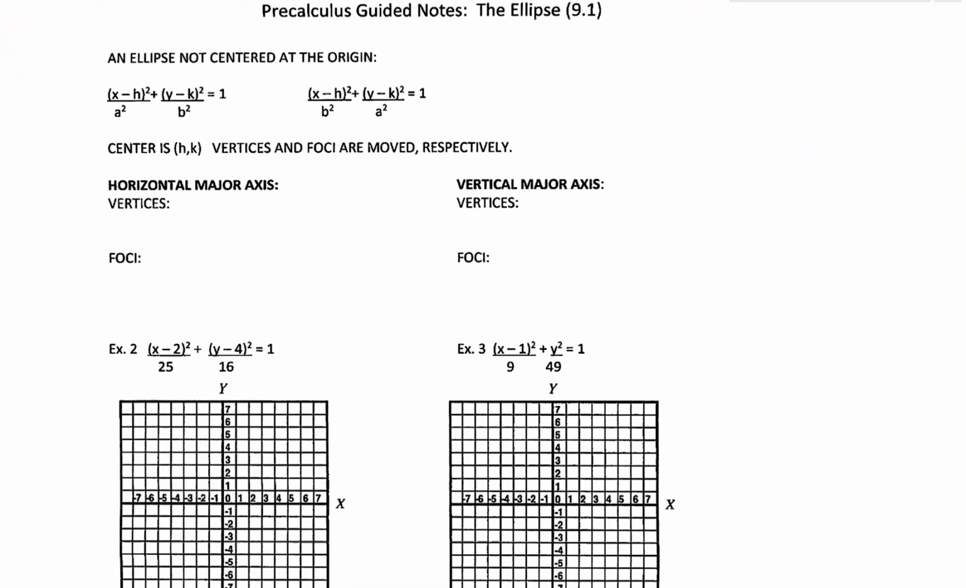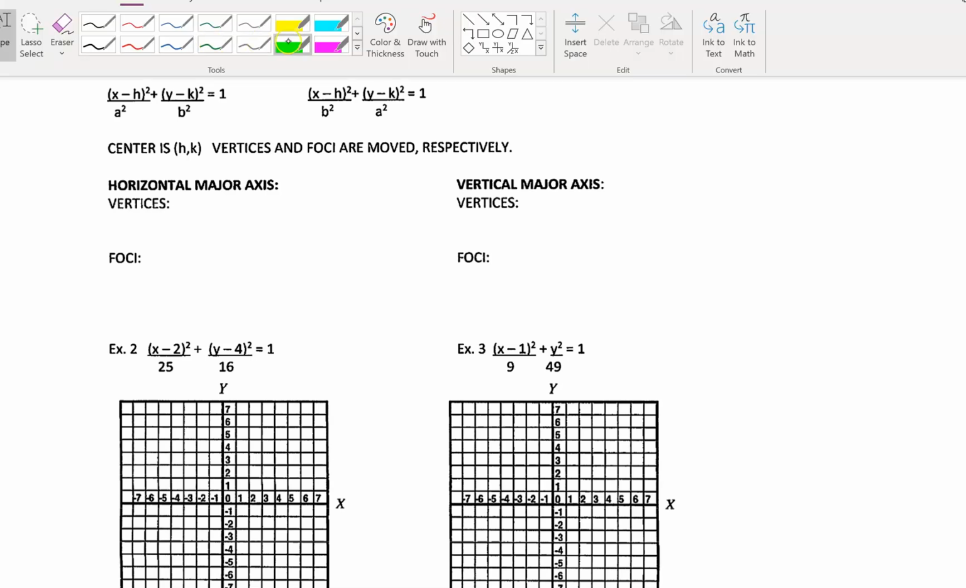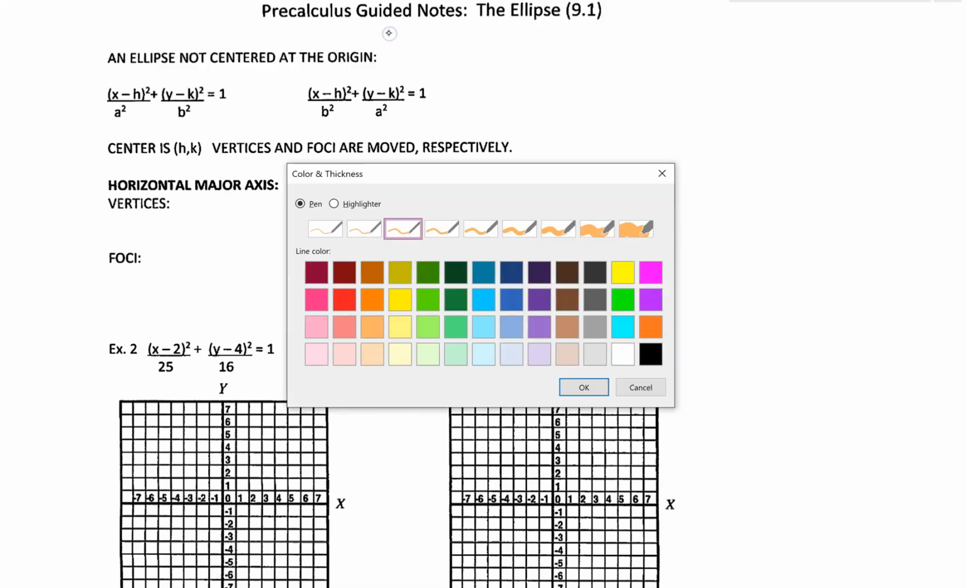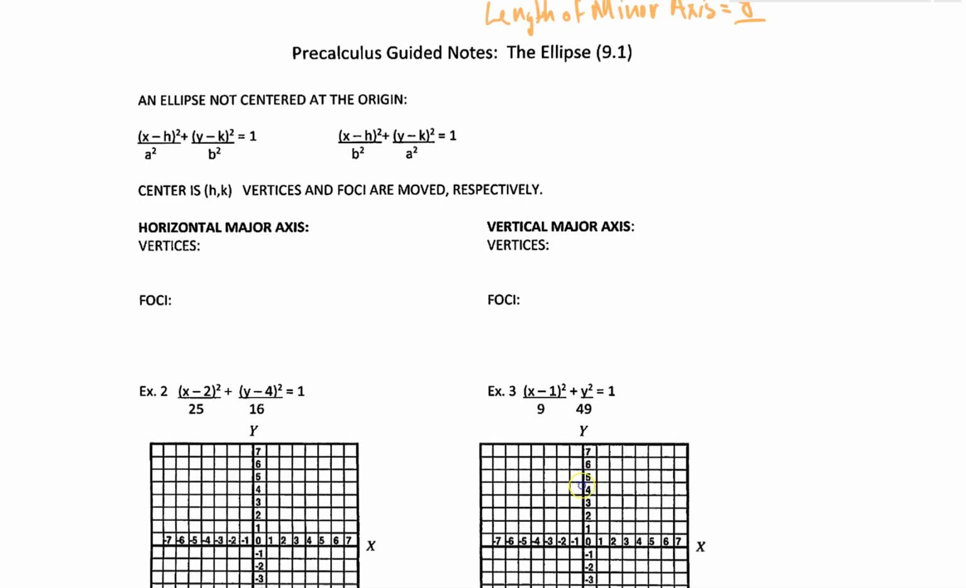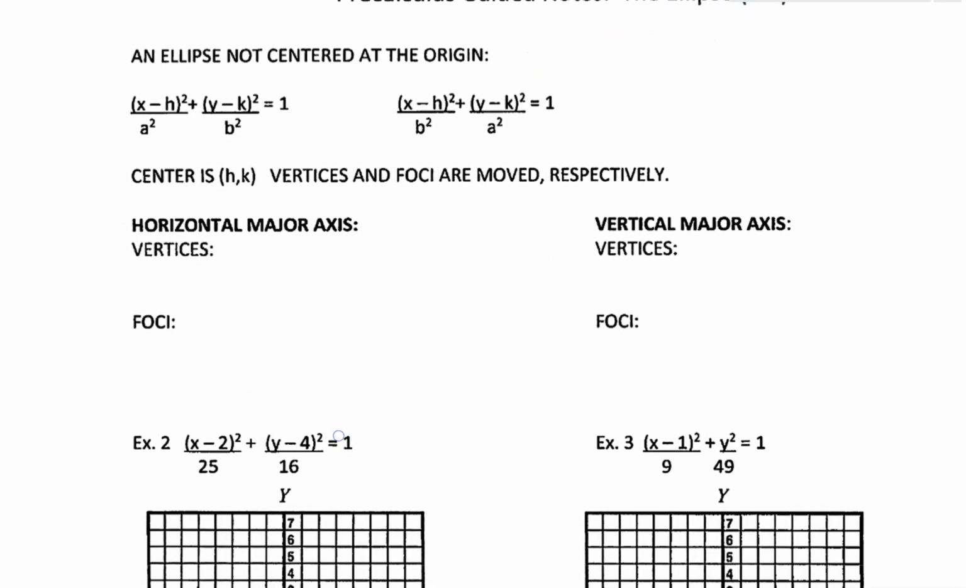Now, unfortunately, they don't always get centered at 0, 0, so there are times where we're going to have to do a little more work with these. In this particular case, it's going to say that x minus h, all of that squared over a squared, plus y minus k, all of that squared over b squared is equal to 1. So we're just shifting, just like with a circle. You have an h and a k that tells you where your center is, and your vertices and foci are moved respectively.